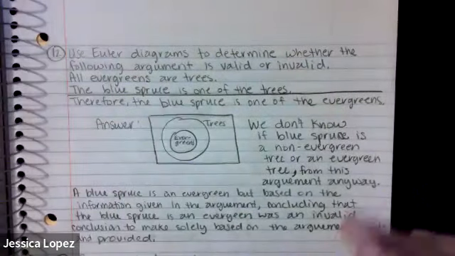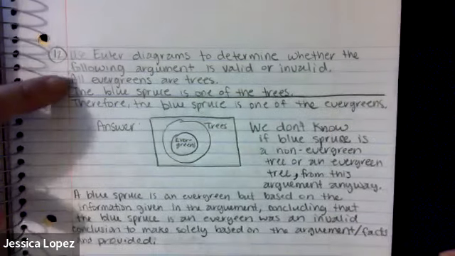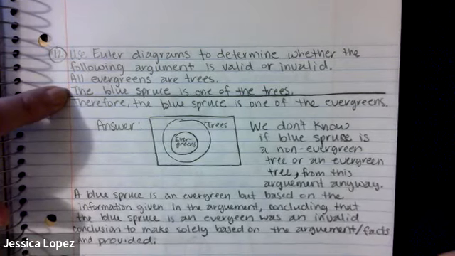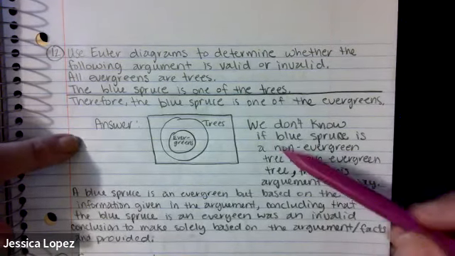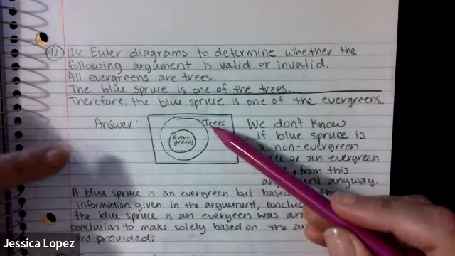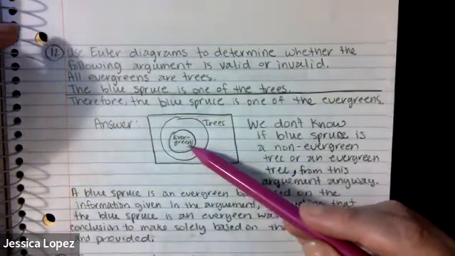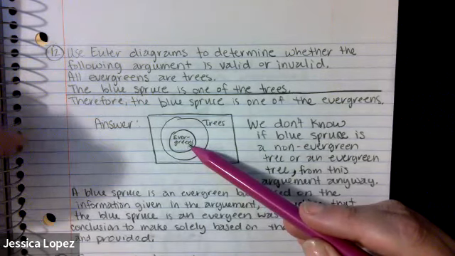Okay, now number 12. It says, use Euler diagrams to determine whether the following argument is valid or invalid. So all evergreens are trees. The blue spruce is one of the trees. Therefore, the blue spruce is one of the evergreens. So what I've drawn here is the table. So we have one bubble that represents all the trees. And it says that all evergreens are trees. So it's in here. And then it says the blue spruce is one of the trees.